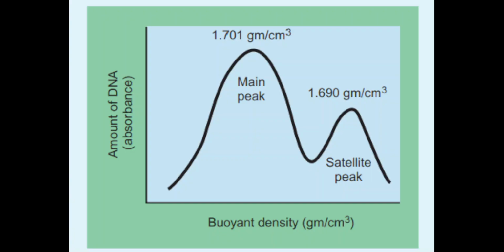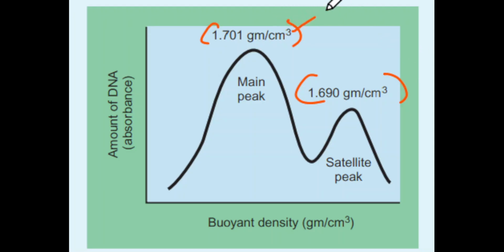This happens in normal DNA sequences which have equal adenine, guanine, cytosine, and thymine percentages. But if there is any variation in the guanine and cytosine percentages, you will get two separate bands. One band has guanine and cytosine rich regions, a higher density band around 1.701 gram per centimeter cube, and one band on the gel membrane indicates 1.690 gram per centimeter cube.